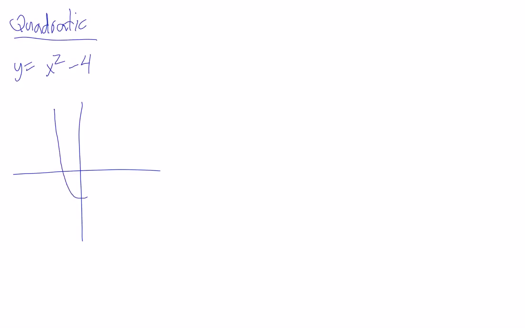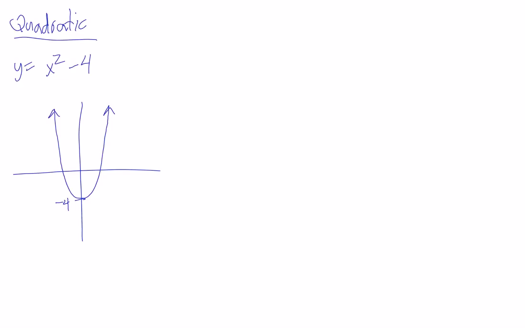Our next graph we're going to look at is a quadratic. So you guys would have done these in grade 11. And a quadratic is when we get an equation that has an x squared involved. So let's just do a simple one like y equals x squared minus 4. So if we were to graph this one, we would get a U-shaped graph that crosses at negative 4.